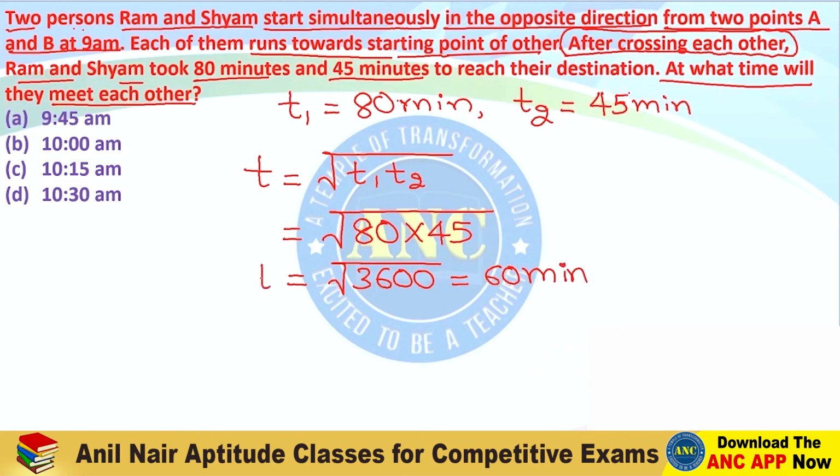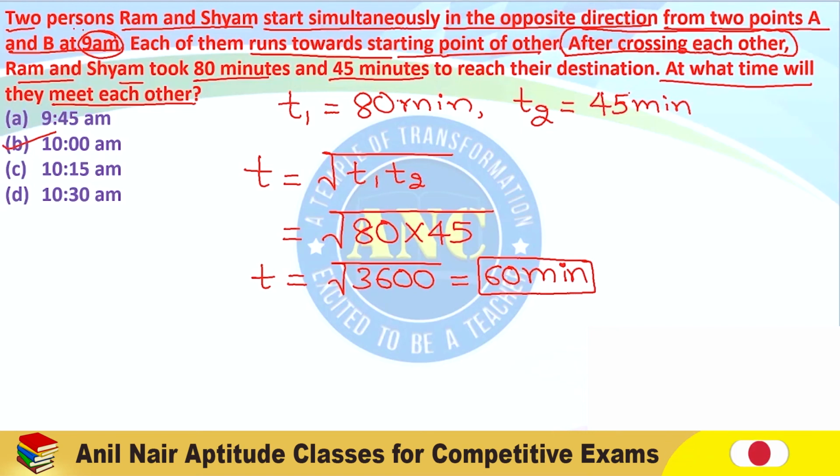60 minutes means from 9 o'clock. They both start exactly at 9 o'clock from their starting points, and after starting at 9 o'clock, they traveled for 60 minutes. That means they traveled for 1 hour and they both met. That means they met at 9 o'clock plus 1 hour, 10 o'clock in the morning. The answer for this question is 10 a.m., which is option B.